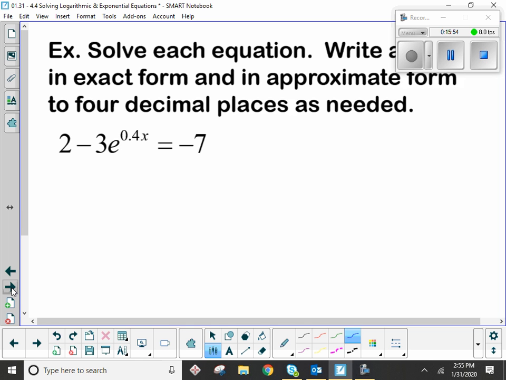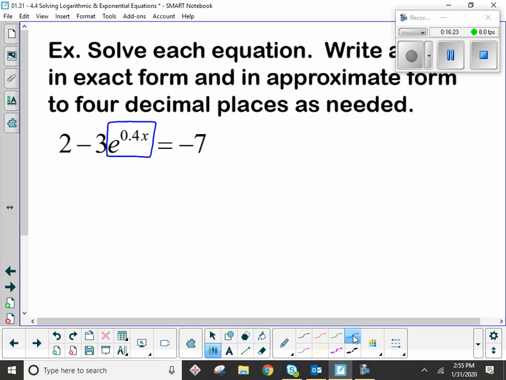But we cannot do lasso until we've isolated the piece with the x on it, which in this equation is that, the base where x is in the exponent position. So we have to undo everything else that's happening to it. We have to undo times -3. We have to undo this plus 2.